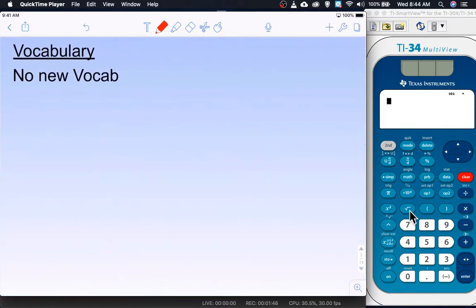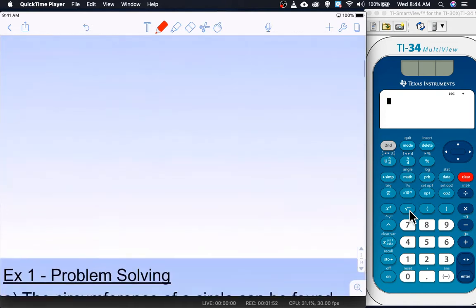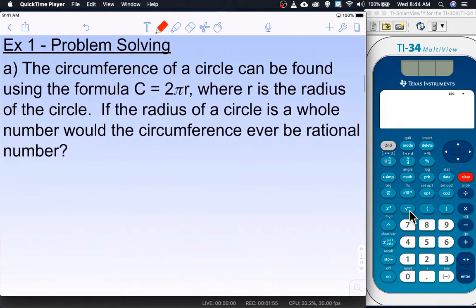This lesson, there is no new vocabulary because it's just kind of a rehash of old skills, but in a problem-solving format. So let's get to it.